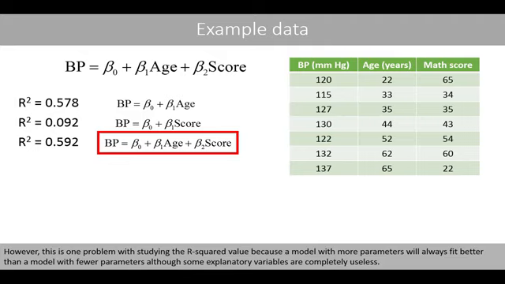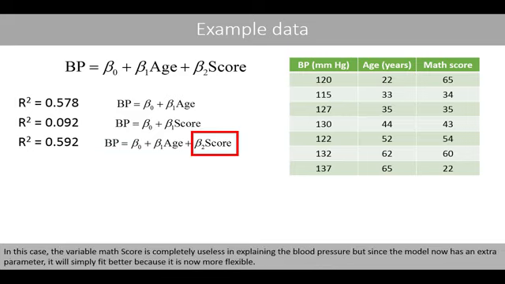However, there is one problem with comparing models by using the R-squared value, because a model with more parameters will always fit better than a model with fewer parameters, although some explanatory variables are completely useless. In this case, the variable math score is completely useless in explaining the blood pressure, but since the model now has an extra parameter, it will simply fit better because it is now more flexible.